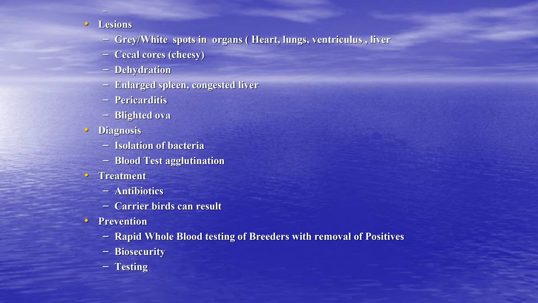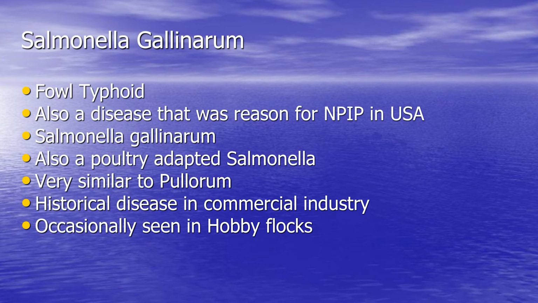Diagnosis of this one was by isolation of the bacteria and then a blood test, what is called the rapid whole blood agglutination test. And it's one that can be done in the field to look at these birds. Treatment, antibiotics will help the birds, but you've got carriers, so you really don't want that. Primarily what's done with this is to test those birds. Any birds that are positive, get them out of there. Prevention, again, testing of the breeders and removing the positives. Biosecurity, keeping out the possibility of infected birds, and then just periodic testing.